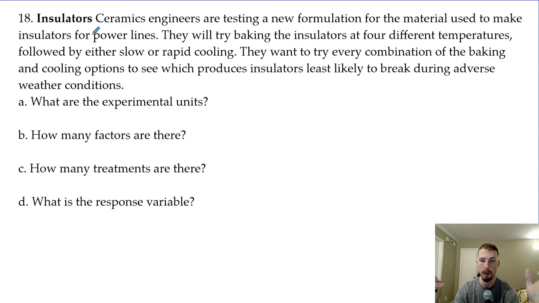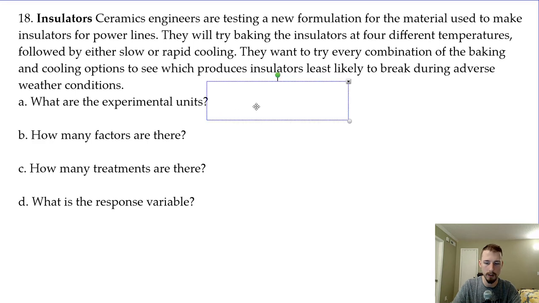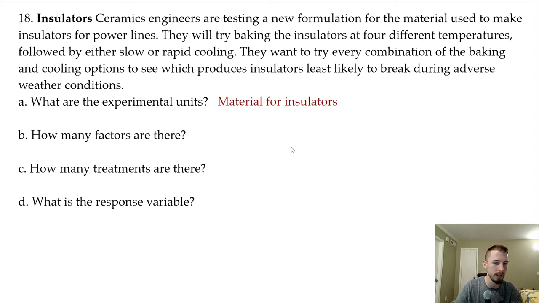Okay, they want to try every combination of the baking and cooling options, our 2 factors, to see which produces insulators least likely to break during adverse weather conditions. So what are the experimental units? So what are we experimenting on? In this case, it's not people or lab rats or anything. It's actually the ceramic insulators. I guess I can delete that. Whoa, what just happened? Okay, so material for the insulators.